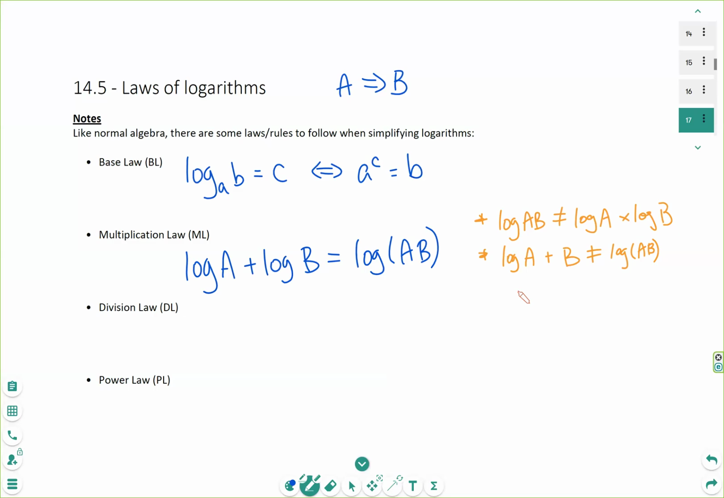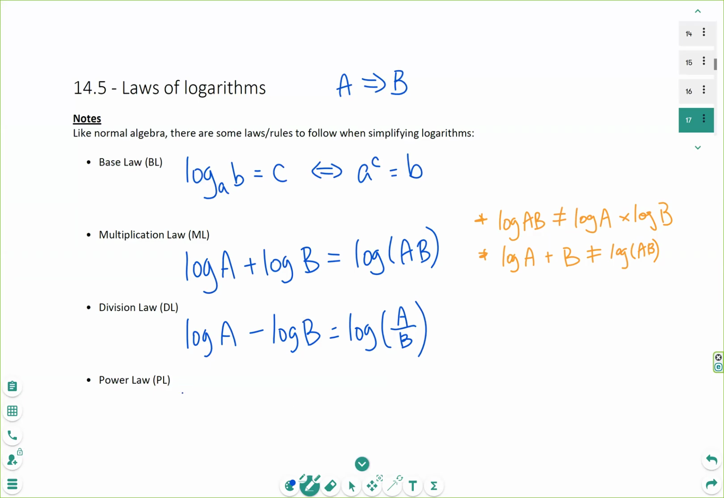Division law, very similar. Log A minus log B equals log of A over B. Now, what about the base? We don't talk about the base here. We assume the base of all the logs is the same. If you don't see a base, normally we mean 10, so by default the base of log is 10.